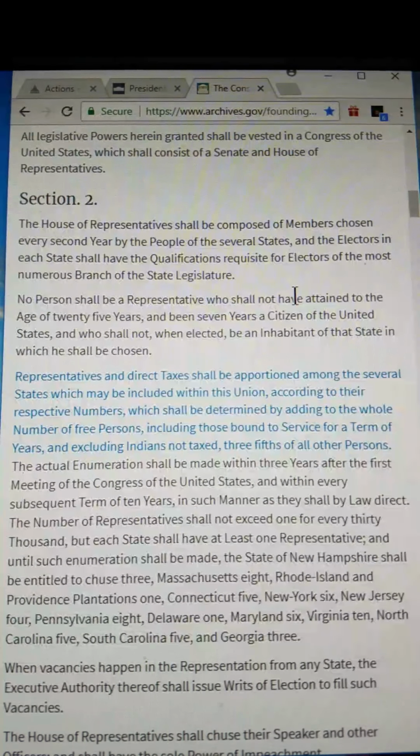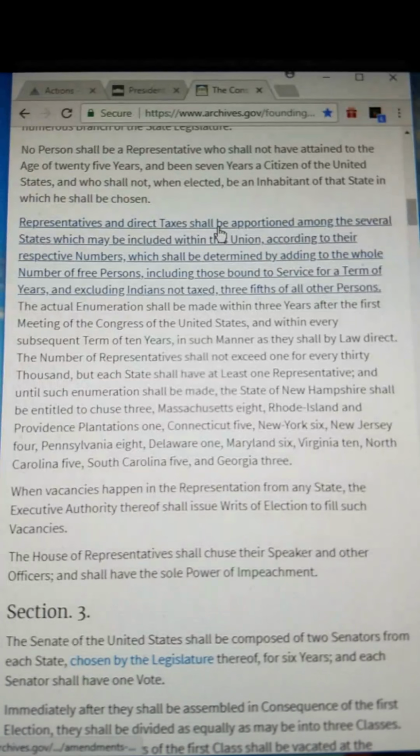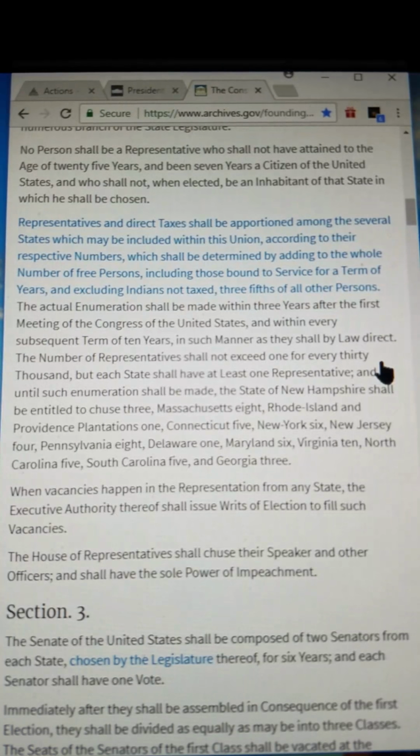No person shall be a representative who shall not have attained to the age of 25 and been 7 years a citizen of the United States, and who shall not, when elected, be an inhabitant of the state in which he shall be chosen. Representatives and direct taxes shall be apportioned among the several states which may be included within this union, according to their respective numbers, which shall be determined by adding to the whole number of free persons, including those bound to service for a term of years, and excluding Indians not taxed, 3/5 of all other persons.